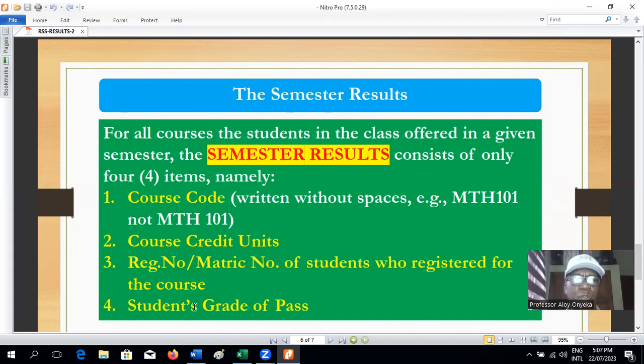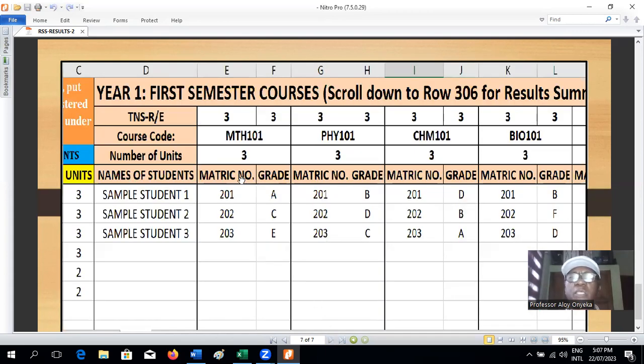Of course, once you do that, then the fourth thing is the grade of pass of that student. Your table is going to look something like this. So you can see these are the first semester courses. Here we have entered Maths 101, and now these are the students in the class. These are the range numbers. So we enter the range number of the students who participated in Maths 101. Then we put the grade.